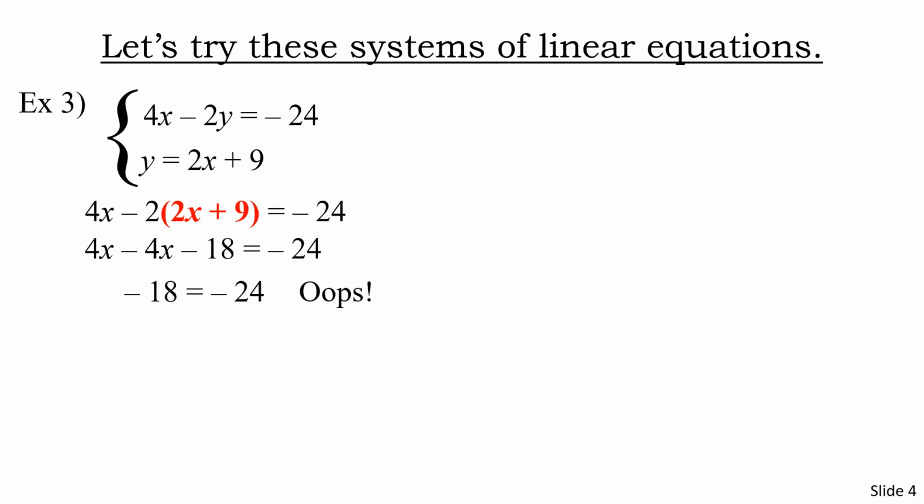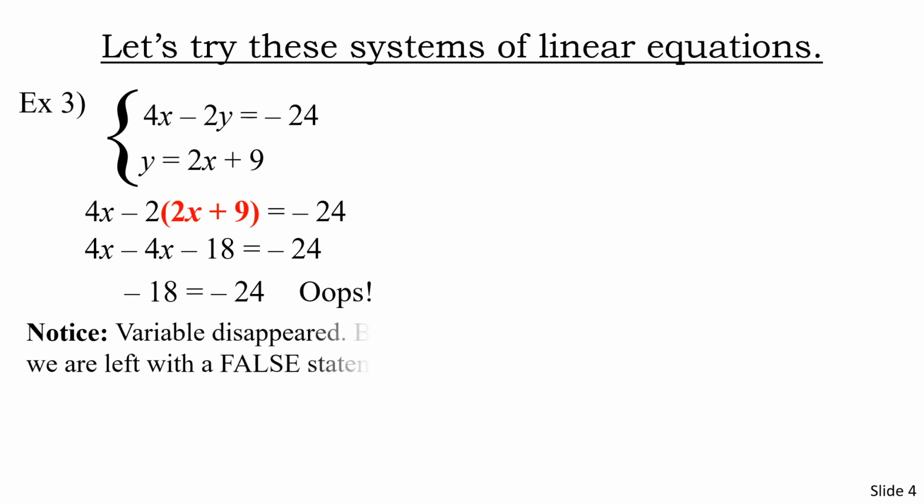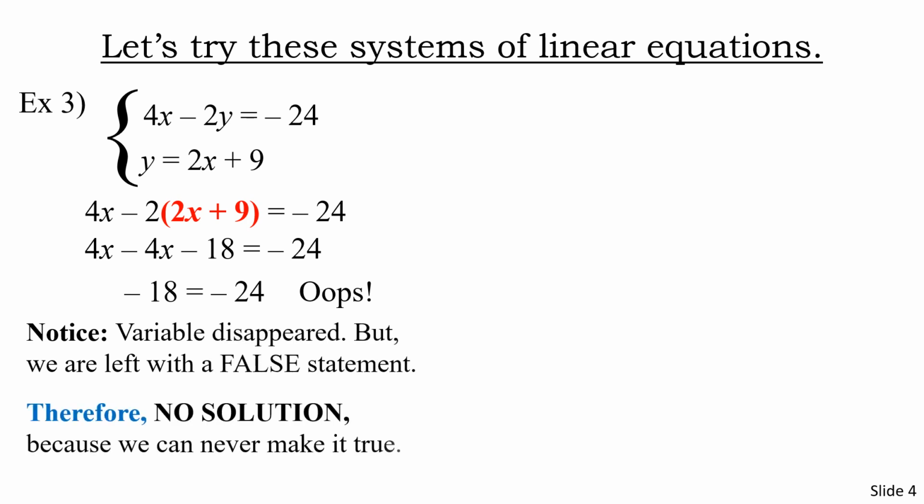Well, that can't happen. So if the variable disappears and you get a false statement, because obviously negative 24 does not equal negative 18, that means there's no solution. Because no matter what we choose for x, we'll never make it true. There's no solution.